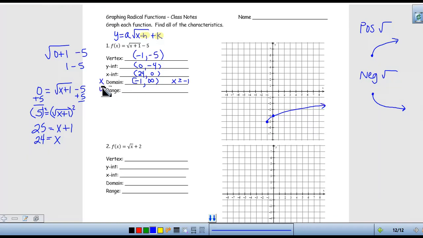The range. The range only deals with the y values. We always talk about what is the lowest y to the highest y that this graph goes to. The lowest y is -5, and we'll use a bracket there. The highest that this graph goes is positive infinity. We could also write this as an inequality. The graph is all y values that are greater than or equal to -5.